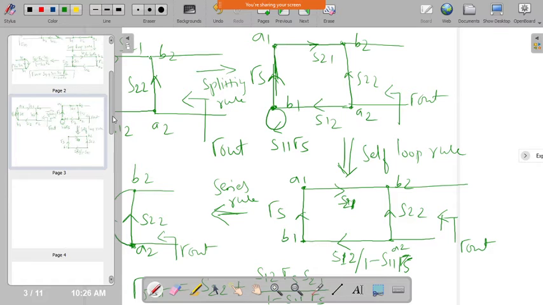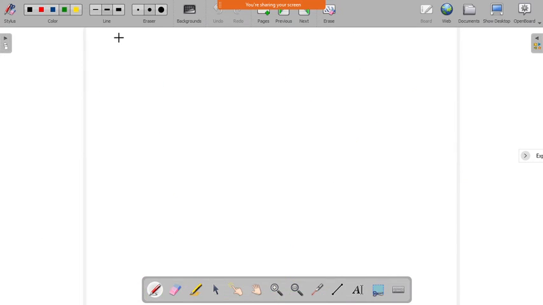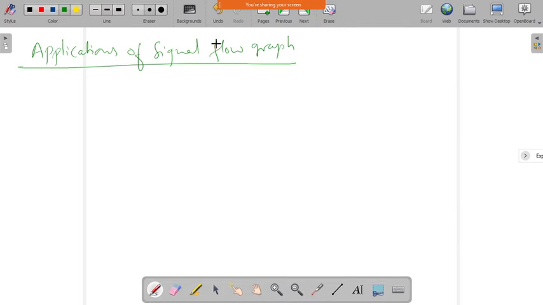Now we'll move to the next one. What are the applications of signal flow graph? If I want to find any particular quantity in terms of power values, such as the input power, the power going to the network, the power available from the source, or the power going to the load, all these expressions we can find using the signal flow graph technique.